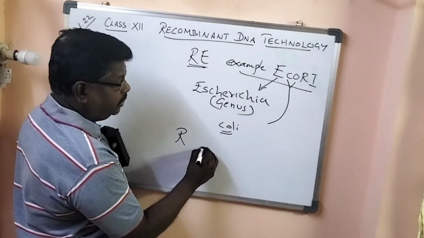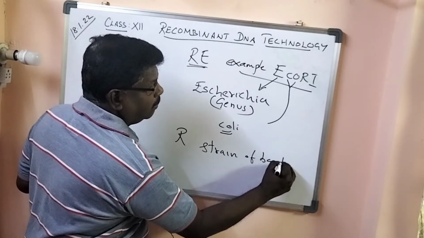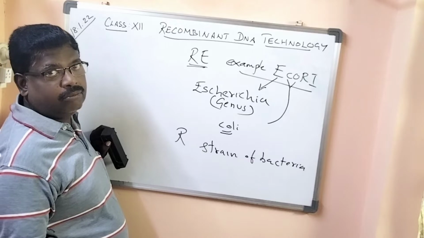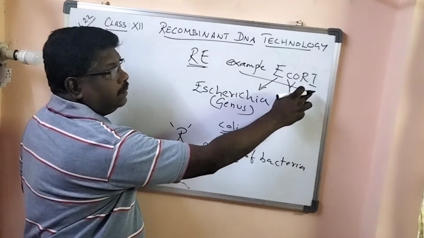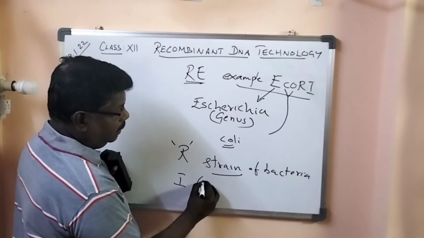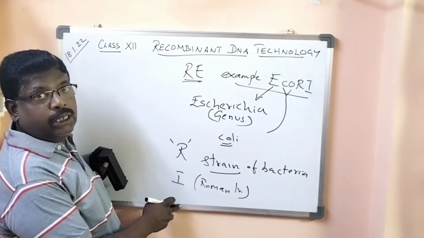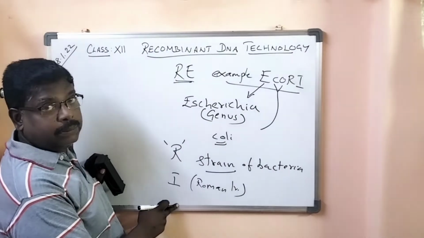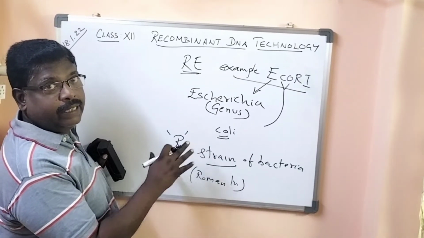R denotes the strain of bacteria, whether it's a rough strain or smooth strain. And this is not I, that is Roman numeral 1. It is the order in which the enzyme has been isolated. That is how the names are coined, with a specific reason.